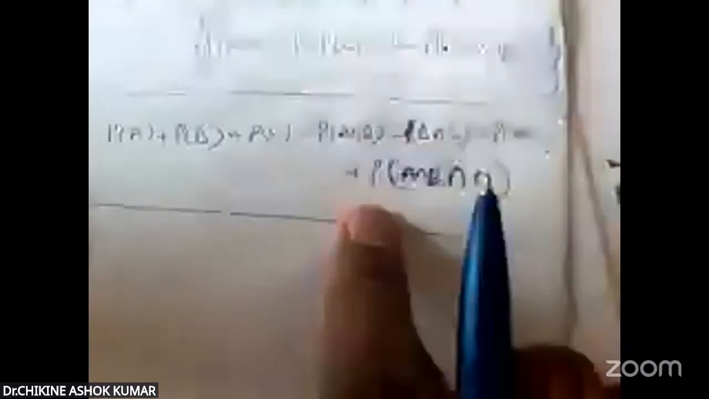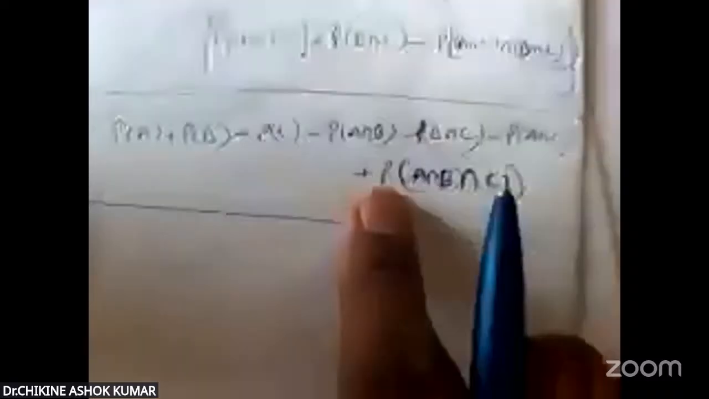The probability of A union B union C equals the probability of A plus the probability of B plus the probability of C, minus the probability of A intersection B, minus the probability of B intersection C, minus the probability of A intersection C, plus the probability of the triple intersection A intersection B intersection C. This is the addition theorem on probability.